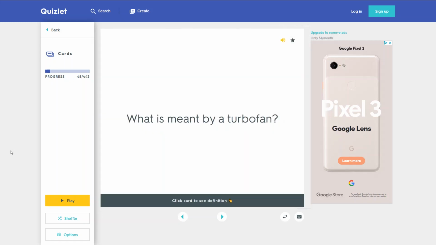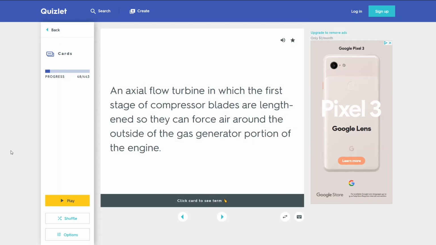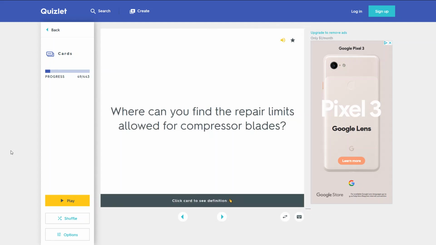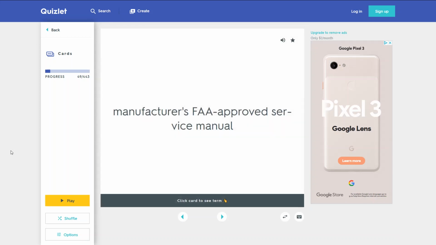What is meant by turbofan? An axial flow turbine in which the first stage of compressor plates are lengthened so they can force air around the outside the gas generator portion of the engine. Where can you find the repair limits allowed for compressor blades? Manufacturer's FAA-approved service manual.